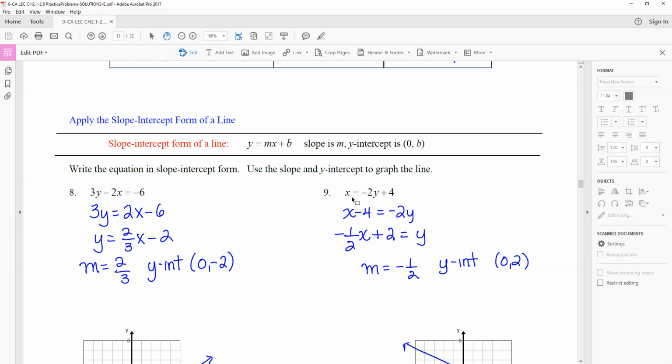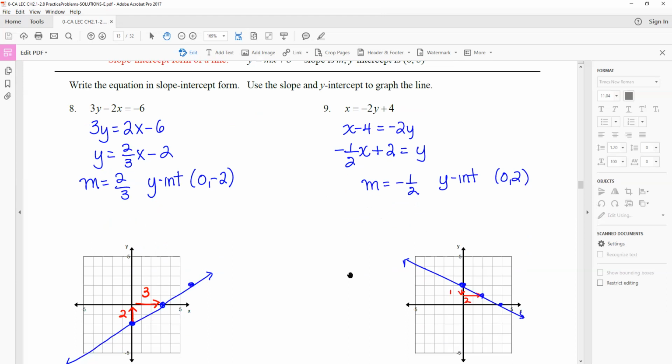In this case, the x is isolated, but we want the y isolated. So what we're going to do then is we're going to move this 4 over with the x's, then divide everything by -2, giving us -1/2 x plus 2 equals y. In that case, the slope is -1/2. The y-intercept is the point 0, 2.